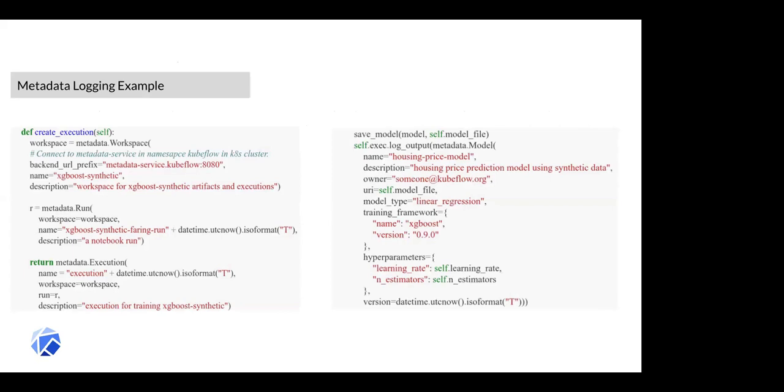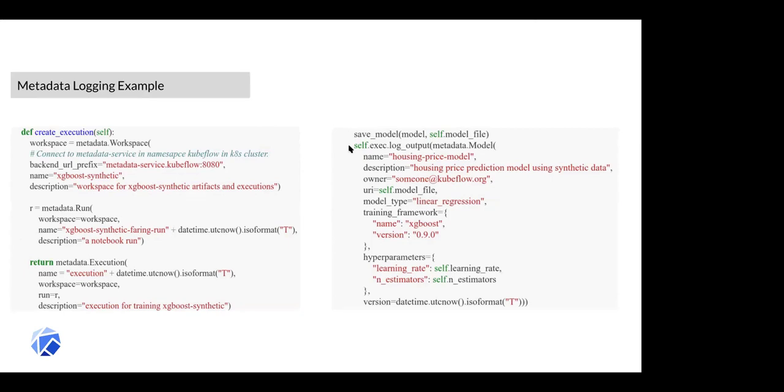In this slide, I'll show you a logging example. On the left-hand side, it shows the code creates an execution context. Optionally, you can group the execution context into workspace or runs for easy search. And on the right-hand side, the code actually logs a model as an output of execution.